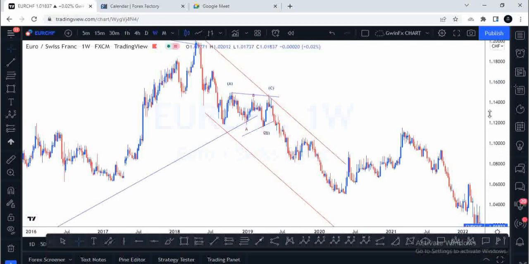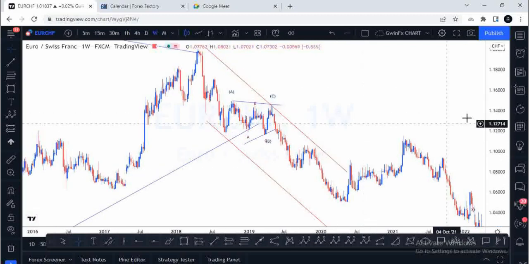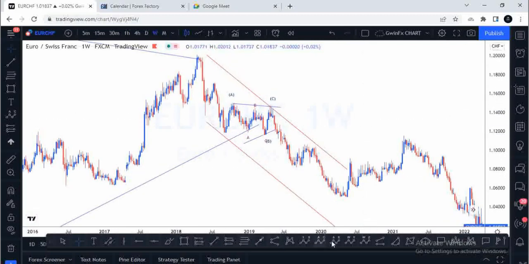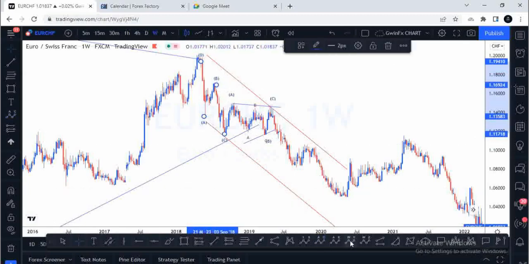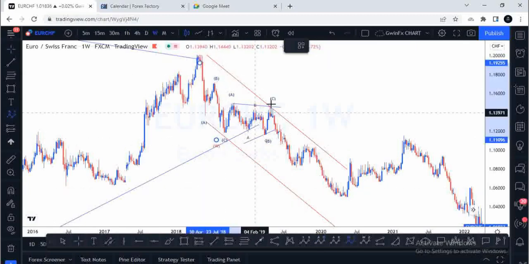I'm going to label this for you guys. I'm going to take my time to label this for you, and I think it's going to help you a lot as a trader. So I want to do this for you guys.